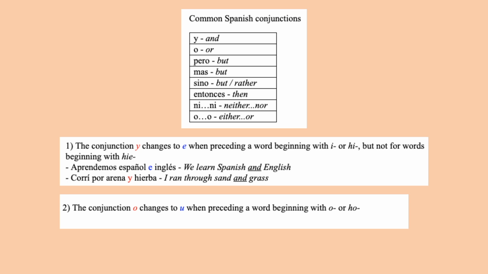The conjunction o changes to u if it precedes a word beginning with o or ho. ¿Quieres viajar a Sacramento u Oakland?